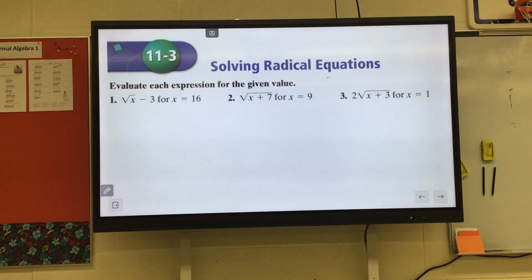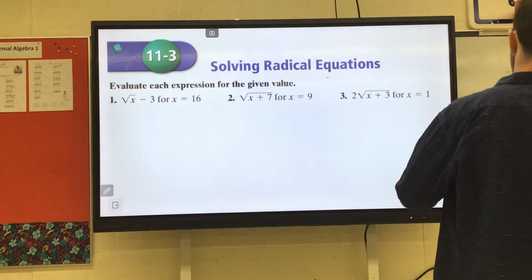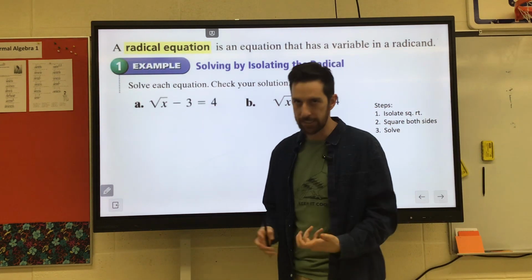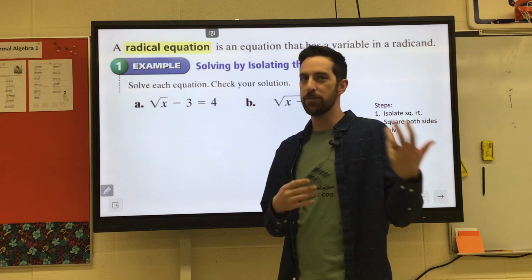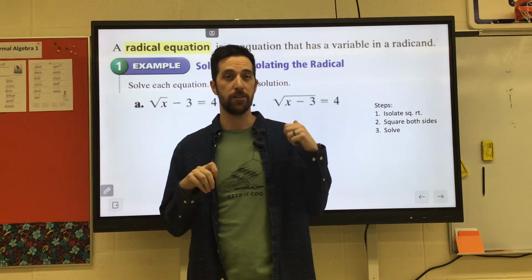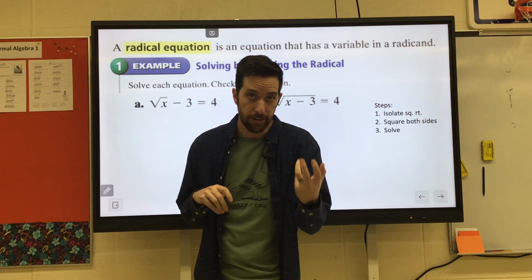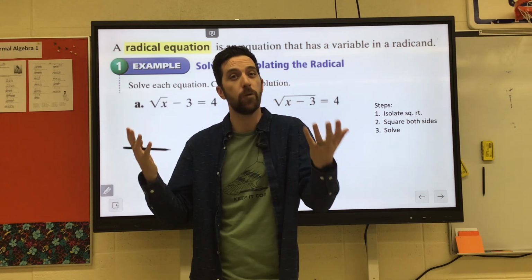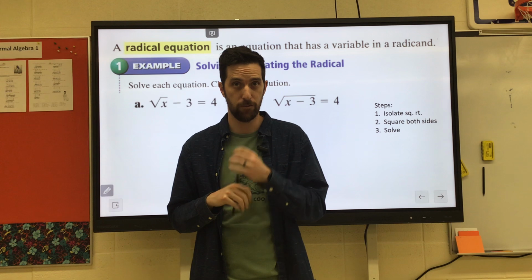Let's solve some equations with radicals in them. Now remember, equations, you're isolating variables. You're getting rid of stuff by doing its inverse operation. We're getting square roots today, and the inverse of square root, the opposite of a square root, is to square it. So that's how we're going to cancel out a square root today.